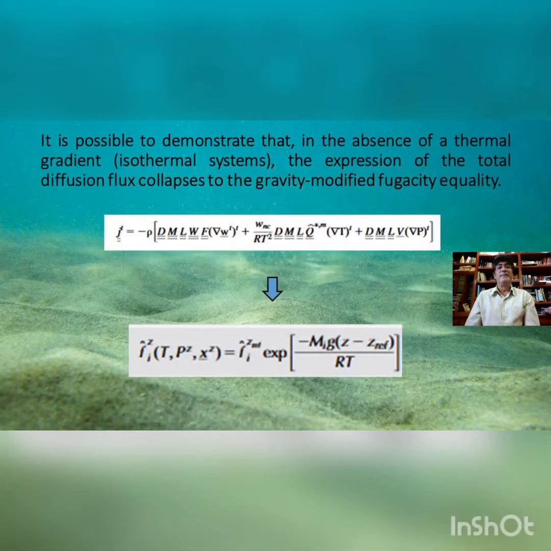Okay? Moving on, it's also possible to demonstrate that in the absence of a thermal gradient, in isothermal systems, the expression of the total diffusion flux collapses to the gravity-modified fugacity equality, right? You should start from this equation here, and you should reach this one. We did it in the book. Check it out. It's very interesting.